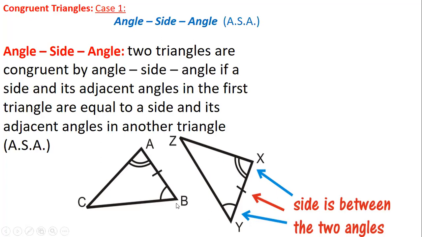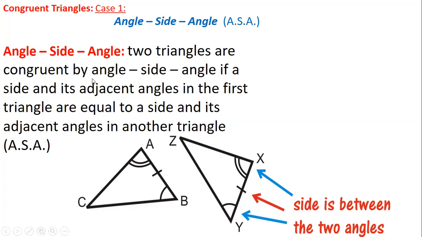Now, if I look at side AB, on side AB I have two adjacent angles, angle CAB and angle ABC. I can see that angle ABC, having this mark, is equal to angle ZYX. Why? Because they have the same marks. Angle CAB is equal to angle ZXY because they have the same marks. Now I can say these two triangles are congruent by ASA. So we use the case which is angle side angle.